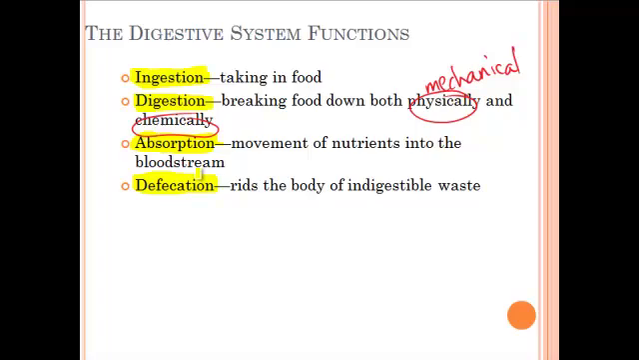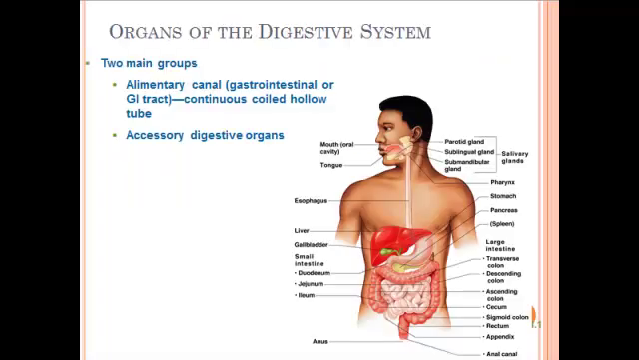So there are two main parts of the digestive system. There's first what we call the alimentary canal, and this is basically an open passageway that starts in your mouth and goes clear through until you get to the anus. This is one long, continuous tube all the way through. And this is sometimes called the gastrointestinal or the GI tract as well.